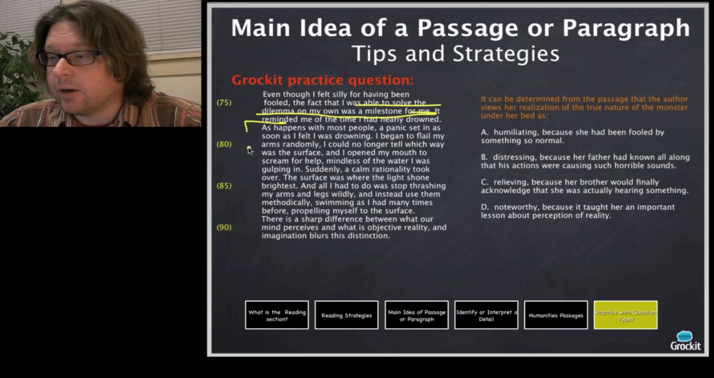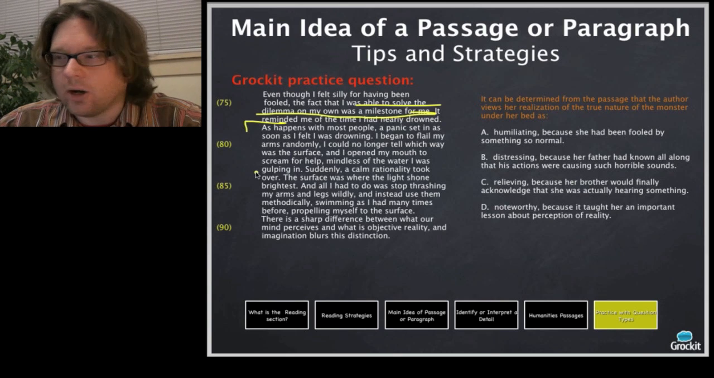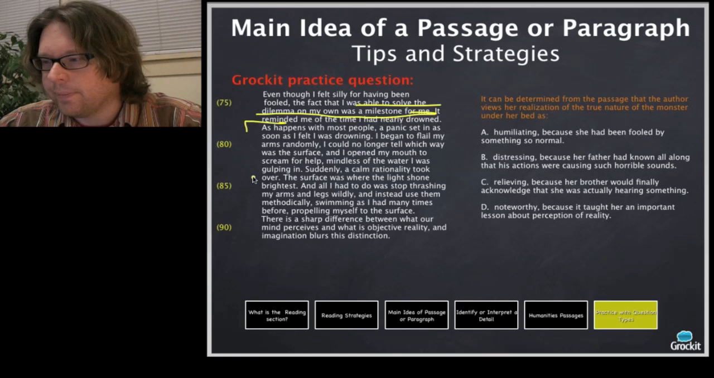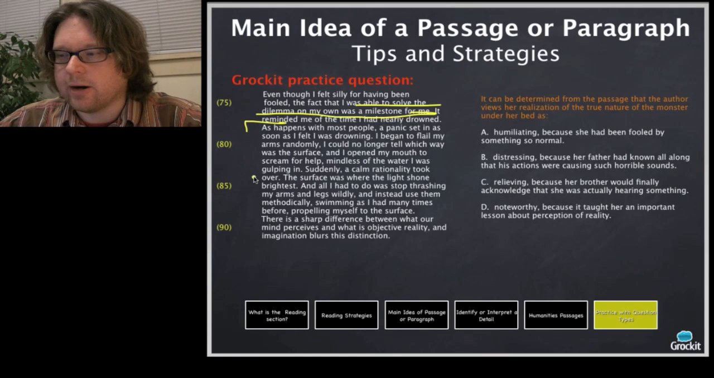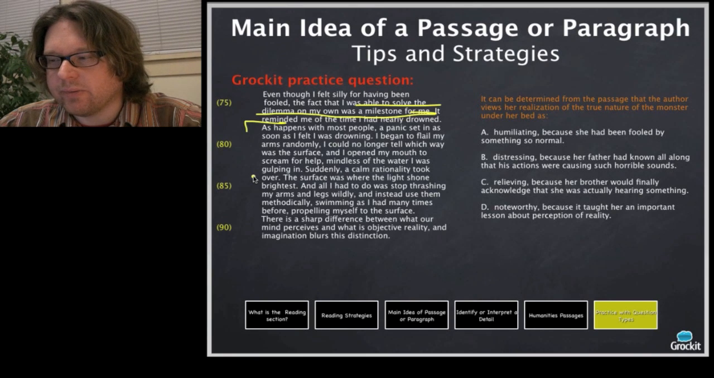"As with most people, a panic set in as soon as I felt I was drowning. I began to flail my arms randomly. I could no longer tell which way was the surface, and I opened my mouth to scream for help, mindless of the water I was gulping in. Suddenly, a calm rationality took over. The surface was where the light shone brightest, and all I had to do was stop thrashing my arms and legs wildly and instead use them methodically, swimming as I had many times before, propelling myself to the surface." And then we can tell that's the end of that story.